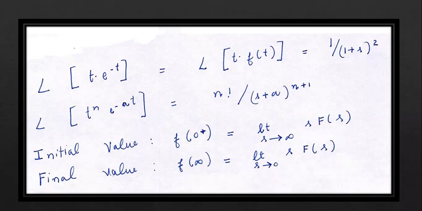Now two theorems are also related to this: initial value theorem and final value theorem. The initial value theorem says that f of 0 plus, it means the value at any time just after 0, is equal to limit of s tending to infinity s F of s. And similarly, the final value theorem is f of infinity is equal to limit of s tending to 0 s F of s. These theorems will be useful in solving some numericals. We will see them later.